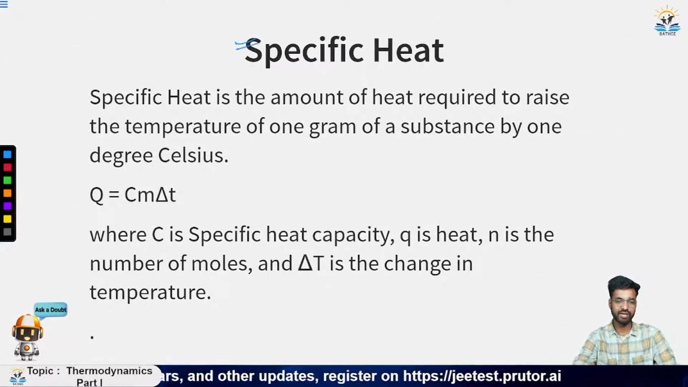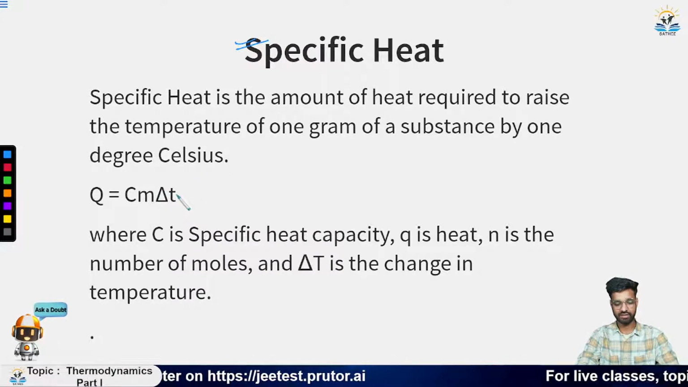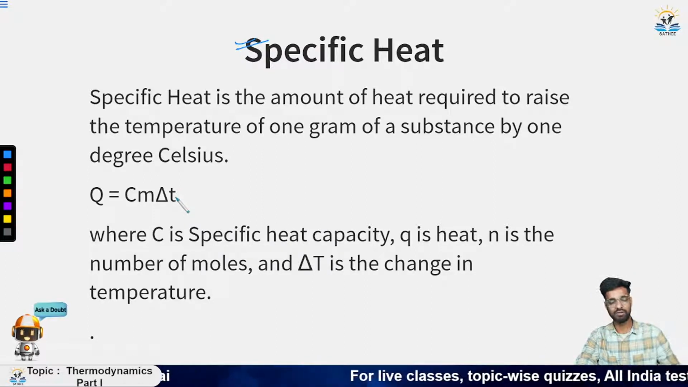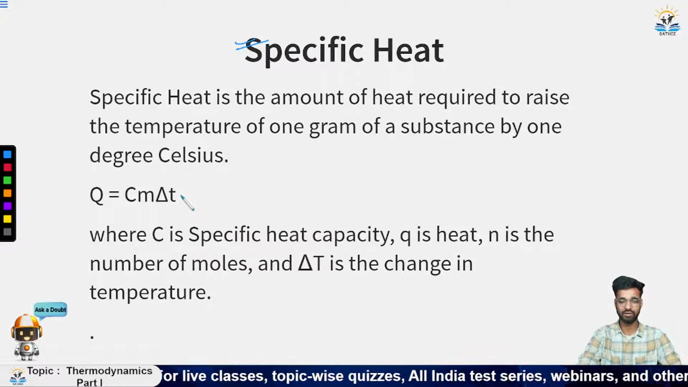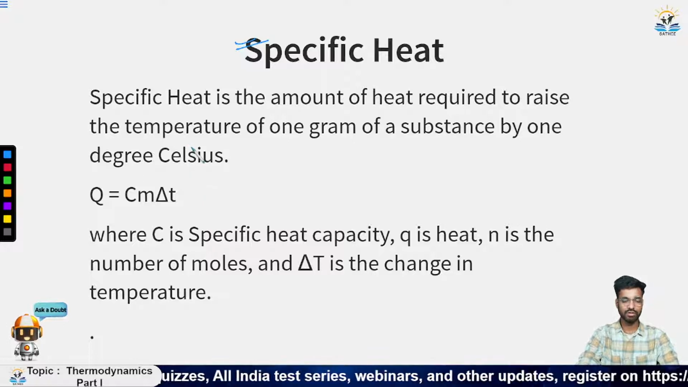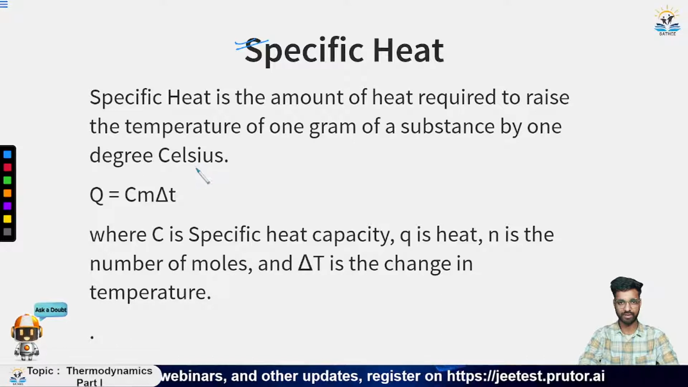Now we have the specific heat capacity. So what is the specific heat capacity? It is the amount of heat that will be required to change the temperature of 1 kg of a substance by 1 degree Celsius or 1 Kelvin. So that heat capacity was for any amount, but this is specific for 1 kg.